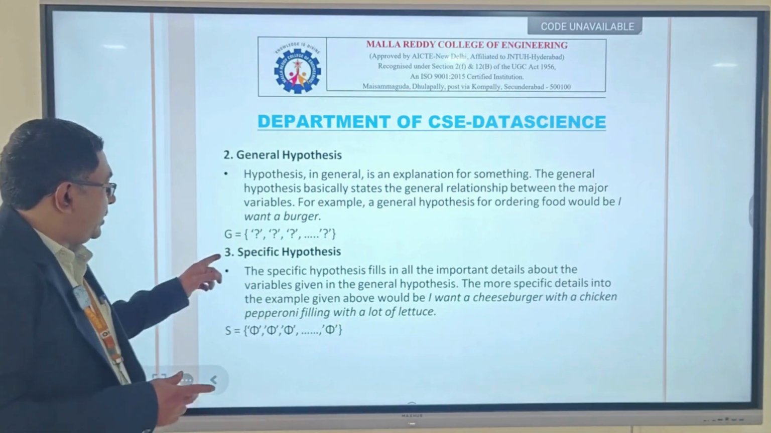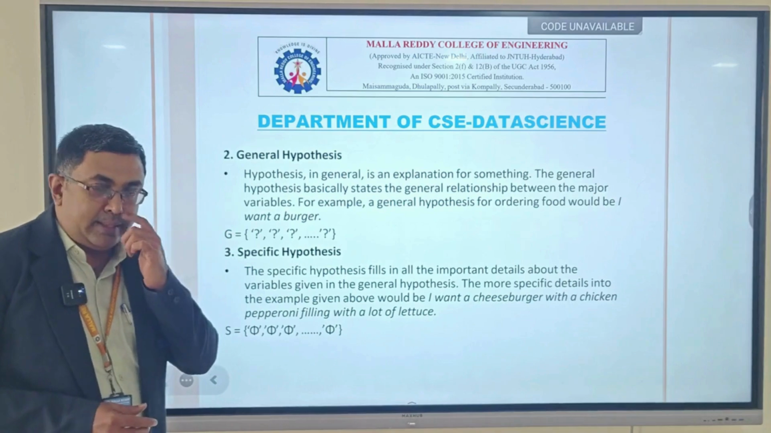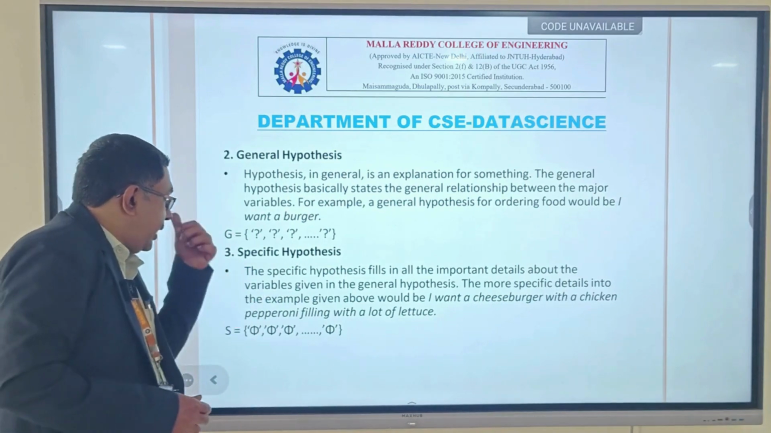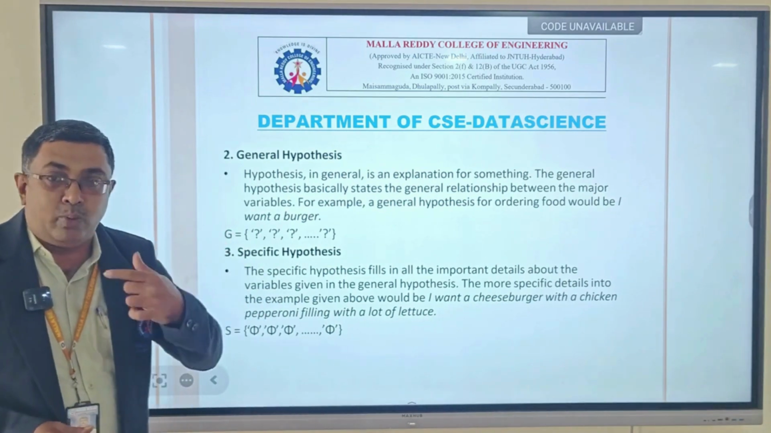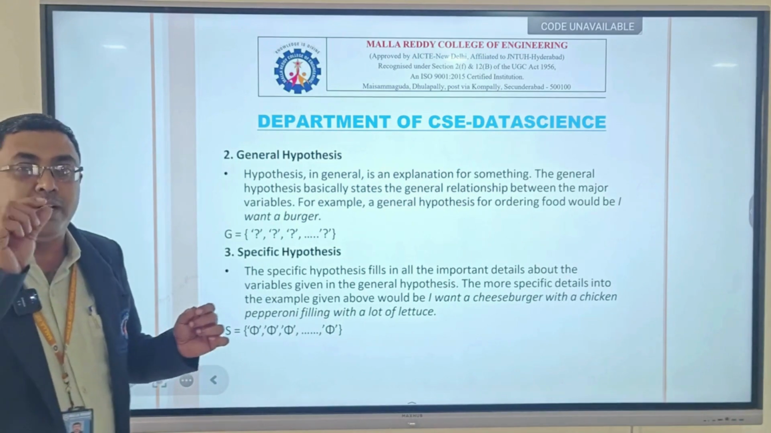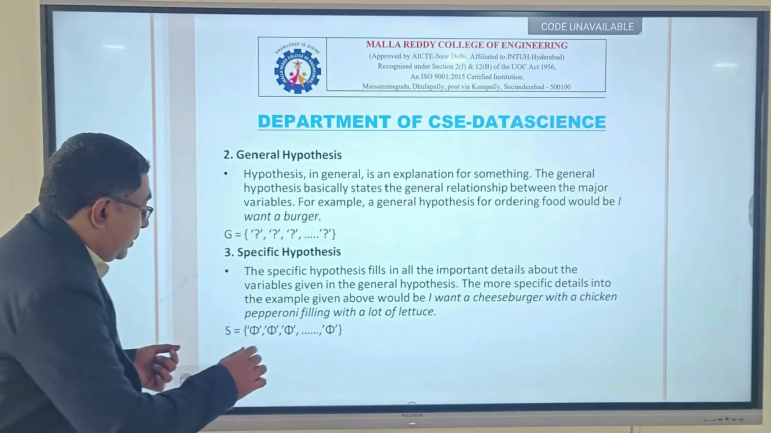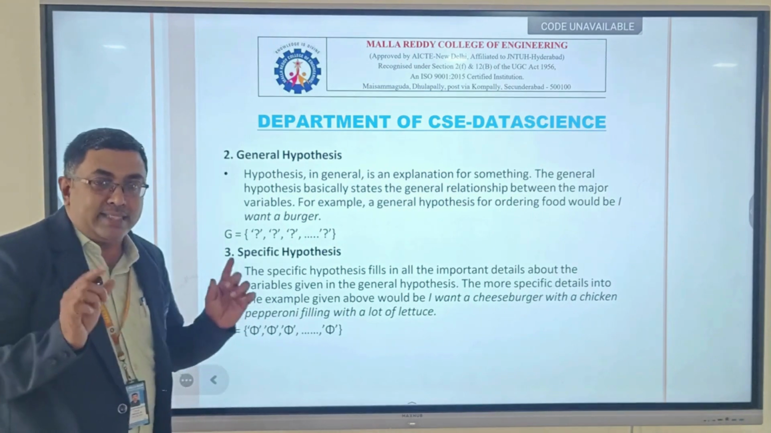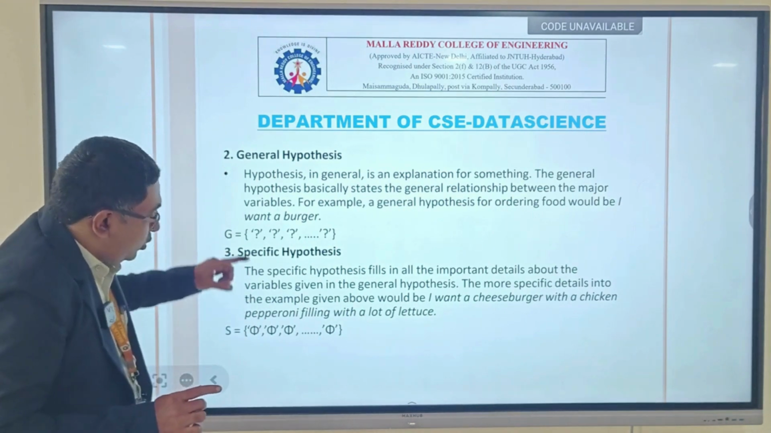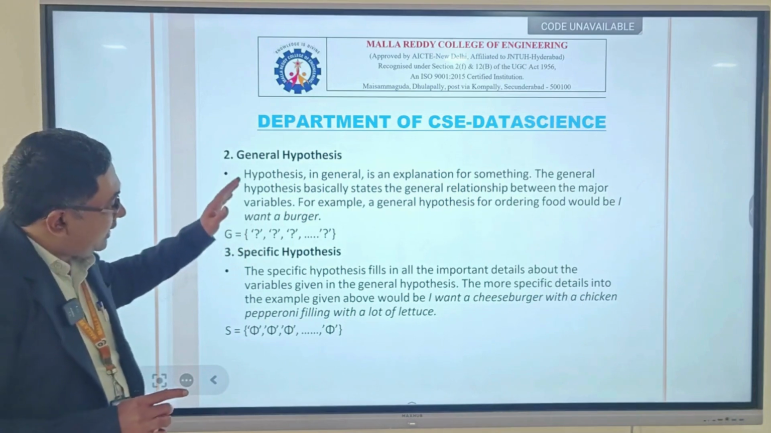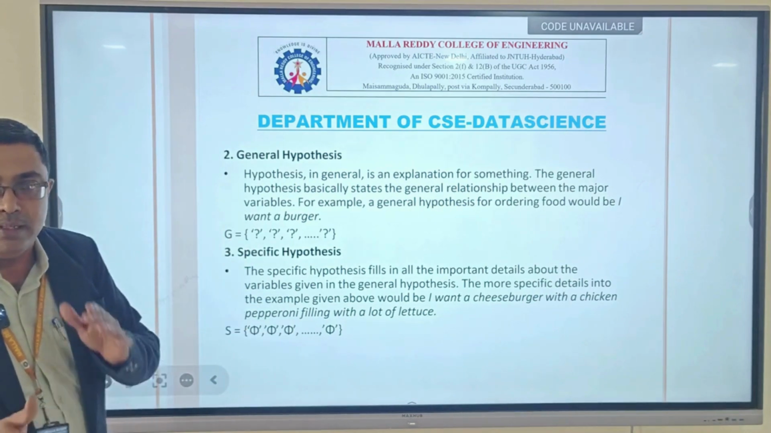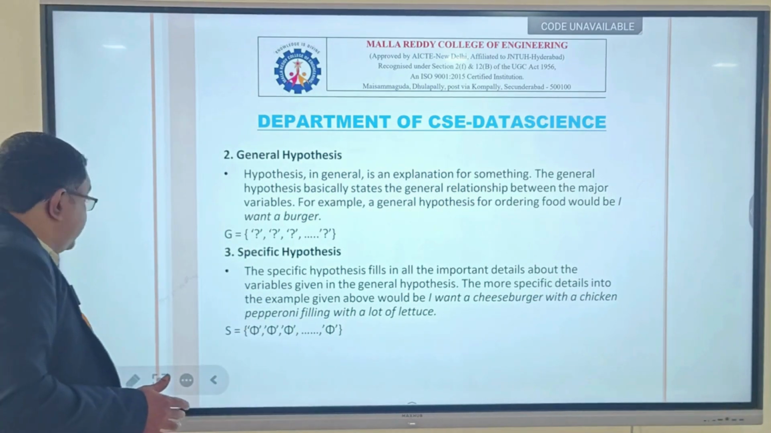Coming to point number 2, the specific hypothesis. It is like a condition. Here I specifically mention that I want to eat a chicken burger. I am specifically representing the particular word. It is represented by the null symbol. First understand these two important points, so that you can easily capture the upcoming explanation.